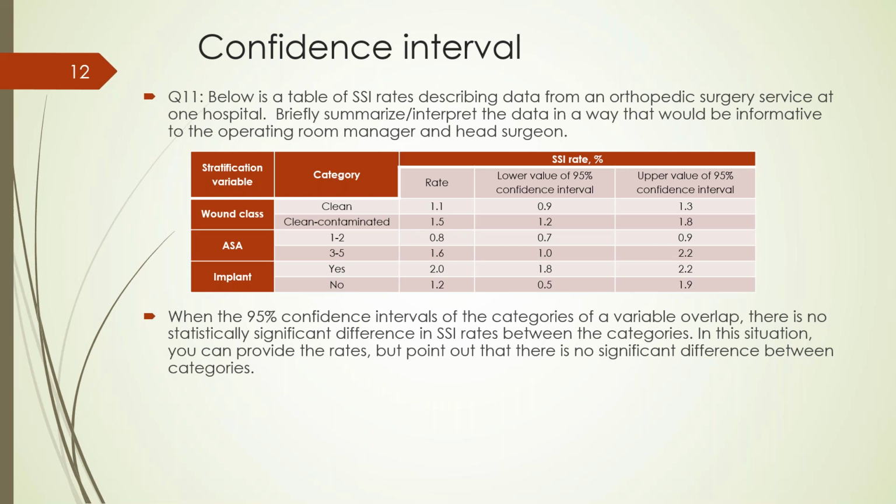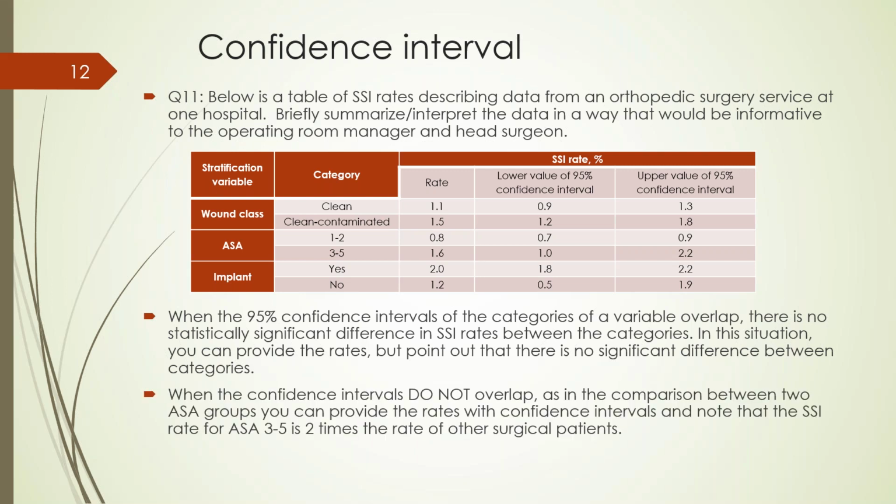Where the rate for the patients in ASA category 3 to 5 is roughly 2 times the rate of the other surgical patients. So the rate for the ASA 3 to 5 category was 1.6, which is numerically twice as high as 0.8, which was the SSI rate for the more healthy patients in the ASA 1 to 2 category. So that's how confidence intervals can be used to interpret data.